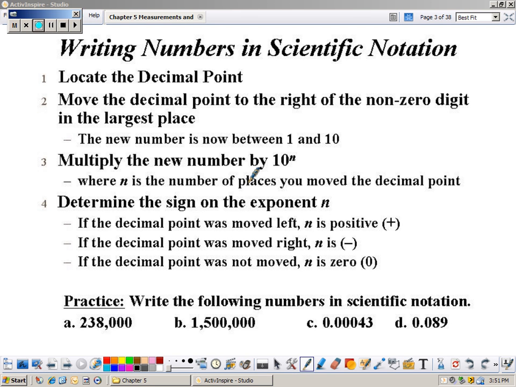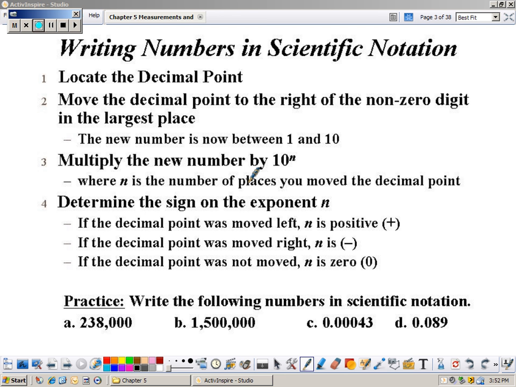Okay, so we're going to learn how to convert numbers into scientific notation and then convert from scientific notation back into standard form. We're going to start with scientific notation. I'm just going to follow the steps that we have here. I might go slightly off course, but if you follow the directions step by step, it's kind of hard to make a mistake. I'll try to follow them step by step as best as I can.